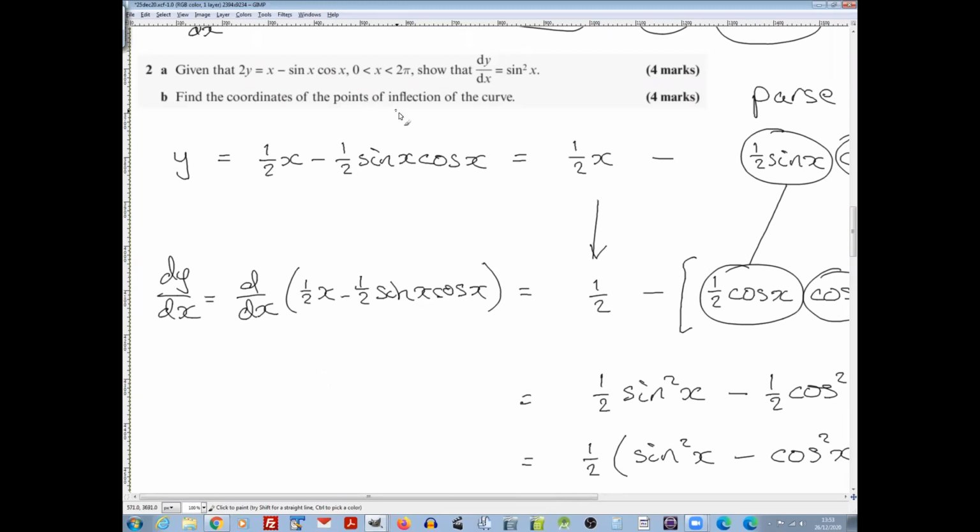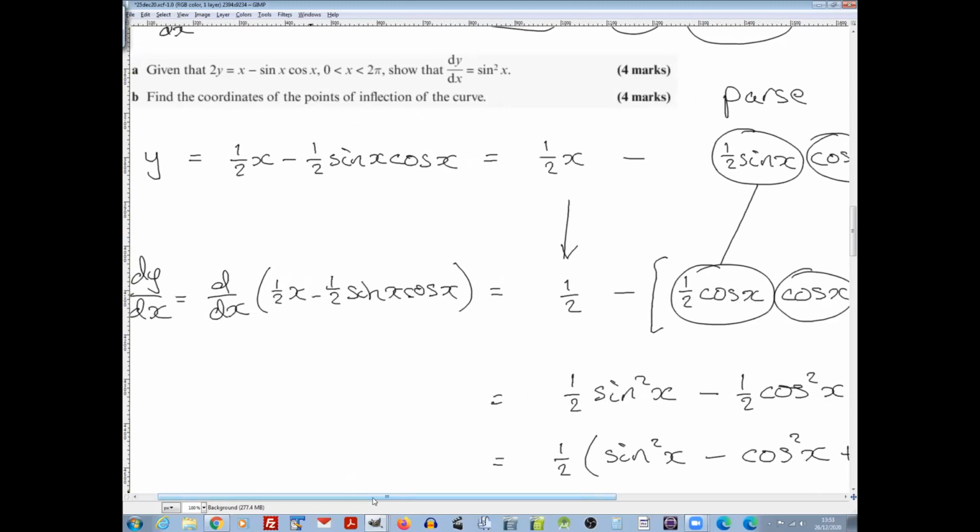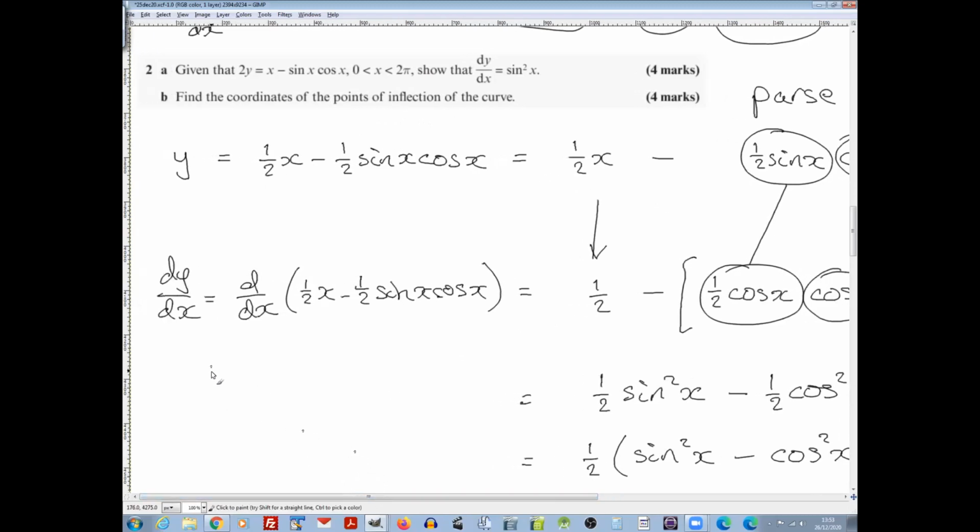Okay, so that's what a point of inflection is. So you differentiate and then differentiate again, and set the second derivative to zero, which will give you the points of inflection. So how should we find the second derivative here?